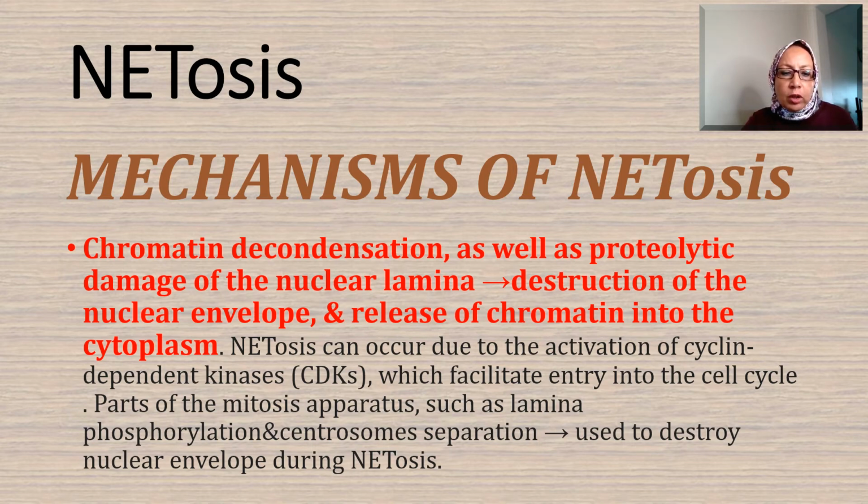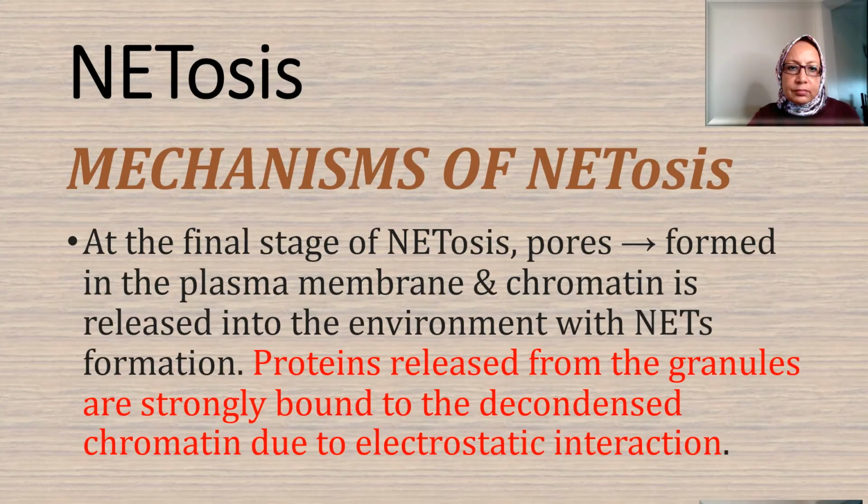Recently, there was also mention of activation of cyclin-dependent kinase. This cyclin-dependent kinase is a player in the process of entering the cell into the cell cycle. Actually, it appears that mitosis apparatus, such as phosphorylation and centromere separation, are used to help in the process of destructing the nuclear envelope during the process of mitosis.